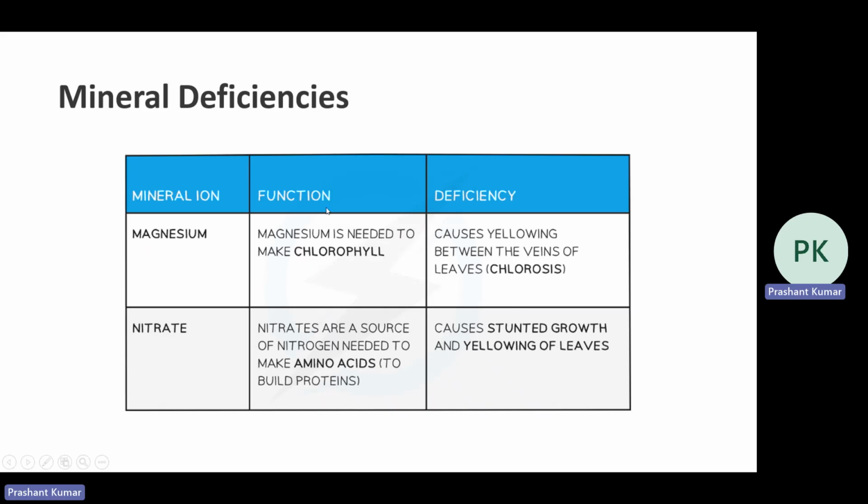This slide is again important. It has a summary of what we have discussed. Magnesium ion, number one, function: makes chlorophyll. If there is a deficiency, the leaf will become yellowish between the veins. Again, very important. The veins will be green, but the other part of the leaf will be yellow. Also called chlorosis. Nitrate ion: nitrates are the source of nitrogen, which is used in making proteins. So if protein is not there, the plant will be ill-developed, with stunted growth and yellowing of the leaf.